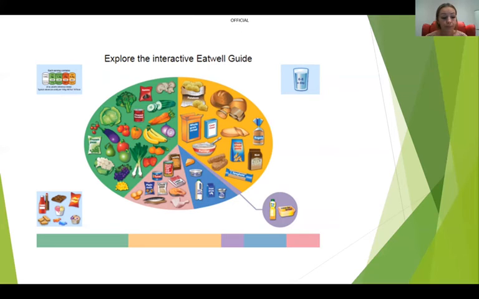variety of this group. The fourth group consists of dairy and alternatives, a smaller group, but providing a good source of calcium, which is good for our bones and our teeth. Finally, oils and spreads make up the smallest group. Although vital for a balanced diet, found in oils and butter, this group should be limited.